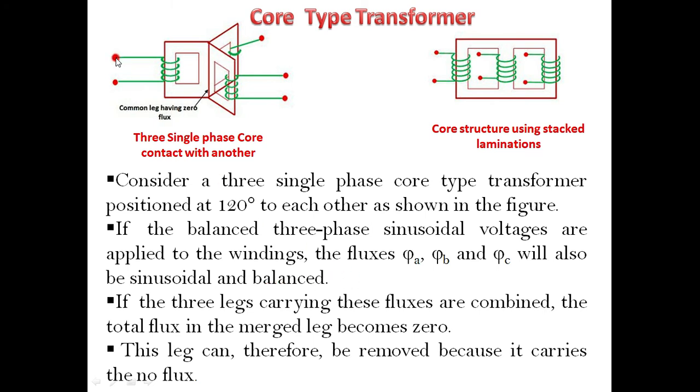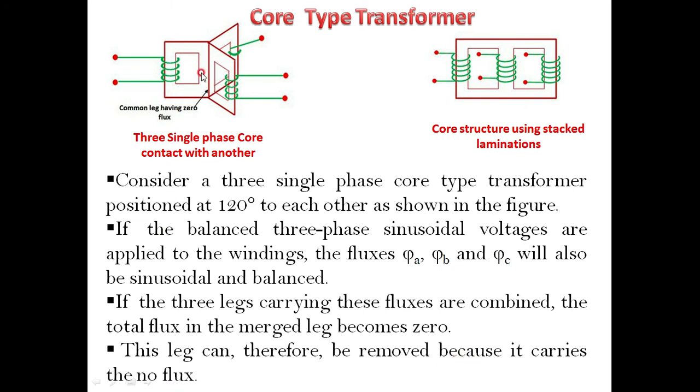If you are applying a balanced 3-phase supply, then the flux produced by IA, IB, IC is phi A, phi B, phi C. Those are also sinusoidal in nature, and they are also balanced. If the 3 legs carrying these fluxes are combined, the total flux in the merged leg becomes 0. I told you that if at any instant of time the sum of all the 3 currents is 0, therefore the flux is also 0. This leg can therefore be removed because it is carrying no flux.